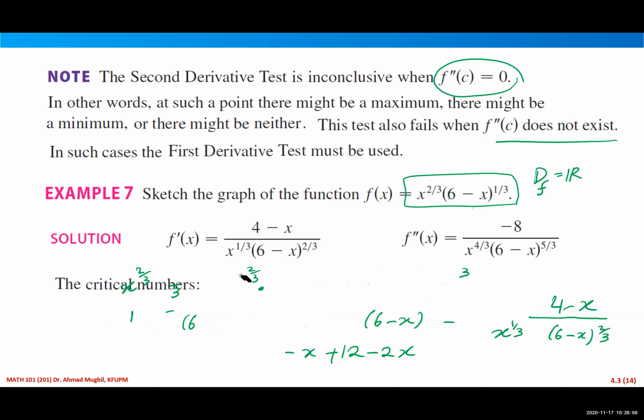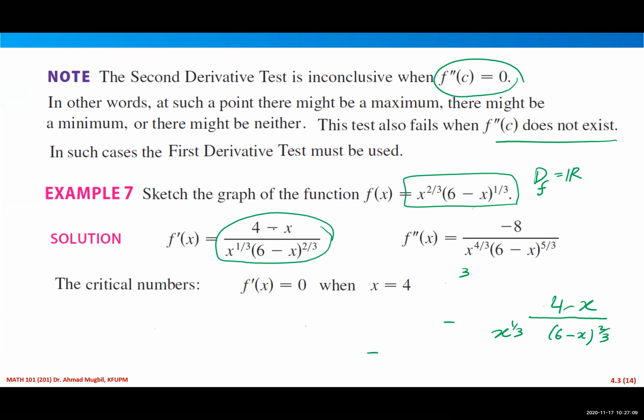We need to look at the numbers at which the derivative is 0 or does not exist. So we need to check where it is 0. This will be 0 where? Of course, when the numerator is 0. So it will be 0 at 4. Where does it not exist? At 0 and 6.